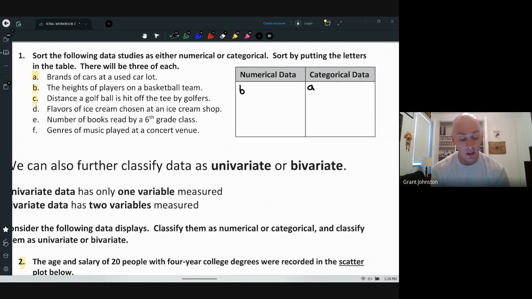C, distance golf balls hit. That's also numerical, because we're saying you could hit it 50 yards, 60 yards, 62.3 yards. That's a numerical sort of thing. So when you think about categorical data, you can put it in categories based off their qualitative properties, and numerical is more about their quantitative properties. I'll let you try to sort D, E, and F.